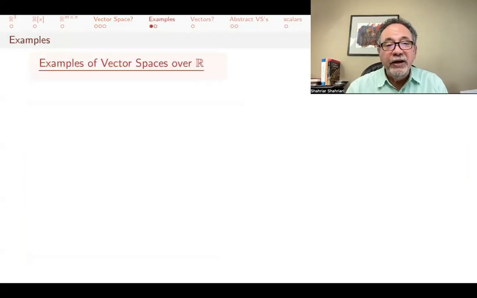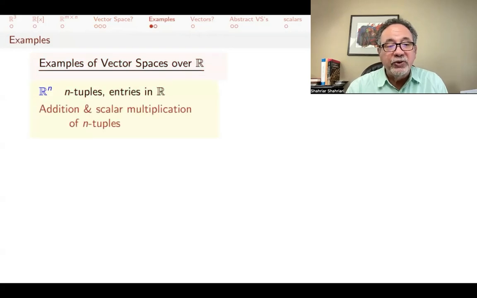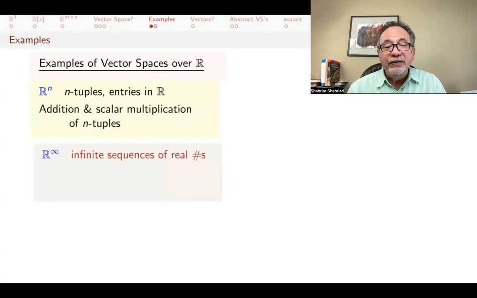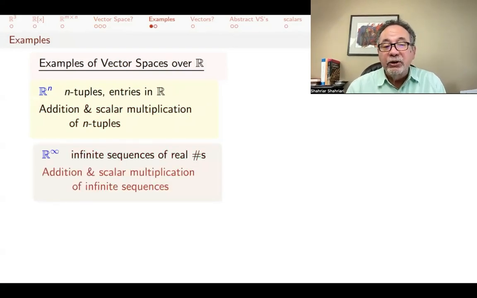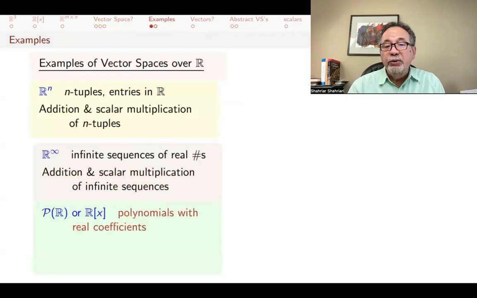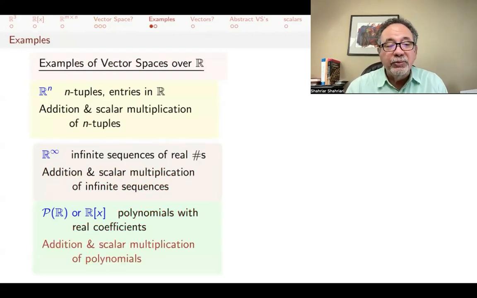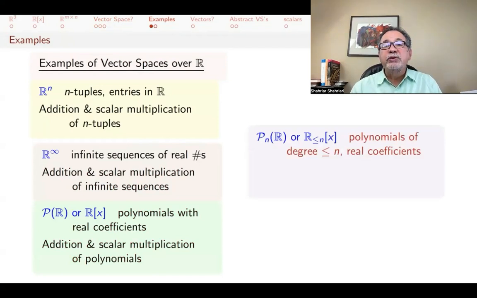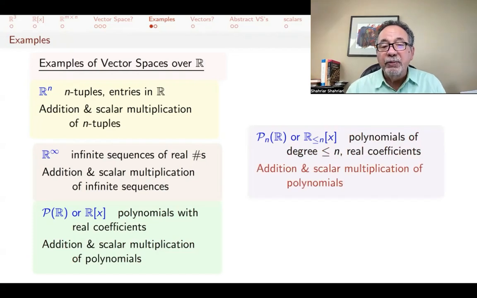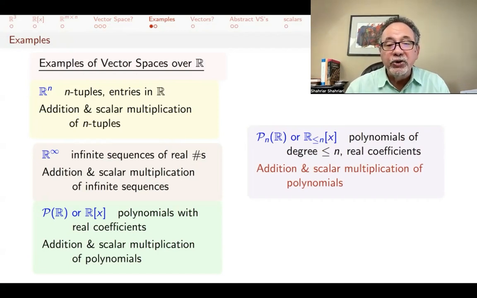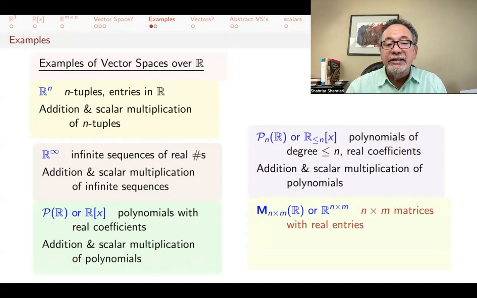So what are examples of vector spaces over R? Rn, n-tuples with entries in R, and here addition and scalar multiplication is that of n-tuples. R infinity, infinite sequences of real numbers, with addition and scalar multiplication of infinite sequences. Polynomials with real coefficients, using addition and multiplication of polynomials. Polynomials of degree less than or equal to n. Those also form a vector space, because if you take polynomials of degree less than or equal to n and add them, you still get a polynomial of degree less than or equal to n, and the same with scalar multiplication. Watch my videos on polynomials. N by m matrices with real entries. Again, those are an example of a vector space.